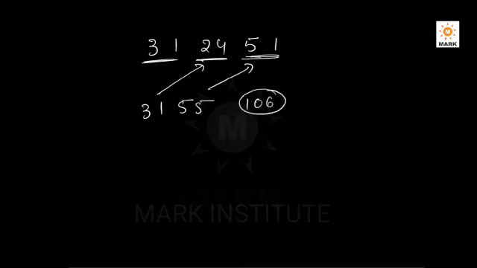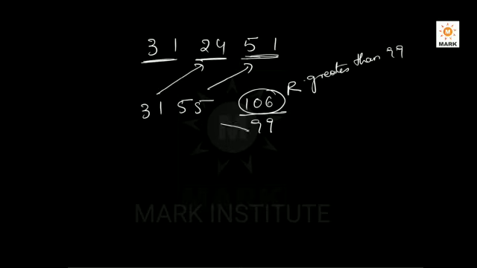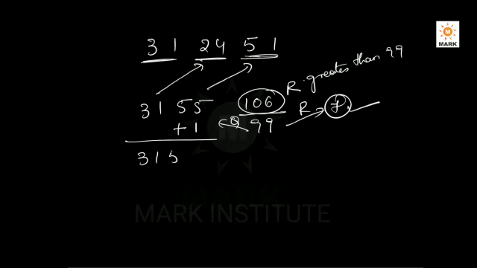106 is the remainder. But still we know, my dear friends, 106 is greater than 99. So again I am redividing it. When I redivide 106 by 99, first of all I am writing the quotient here, and the remainder is 7. The remainder is 7, the quotient is 1. So 3156 is the quotient and 7 is the remainder.